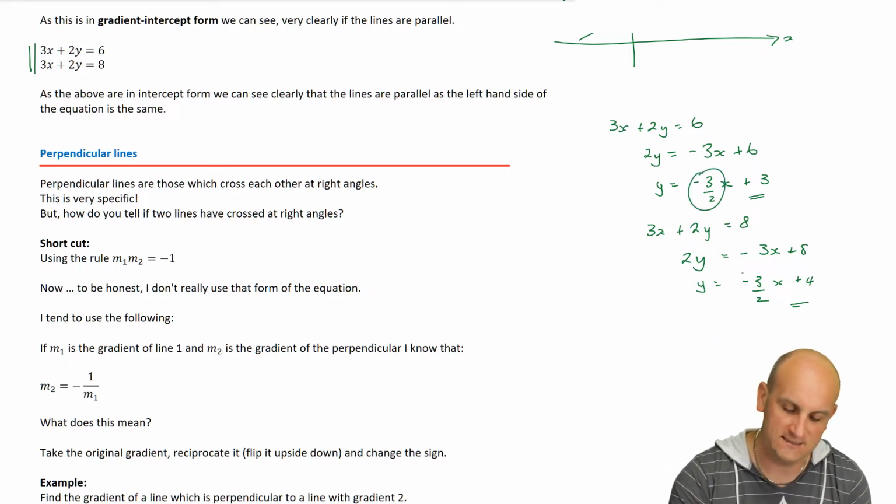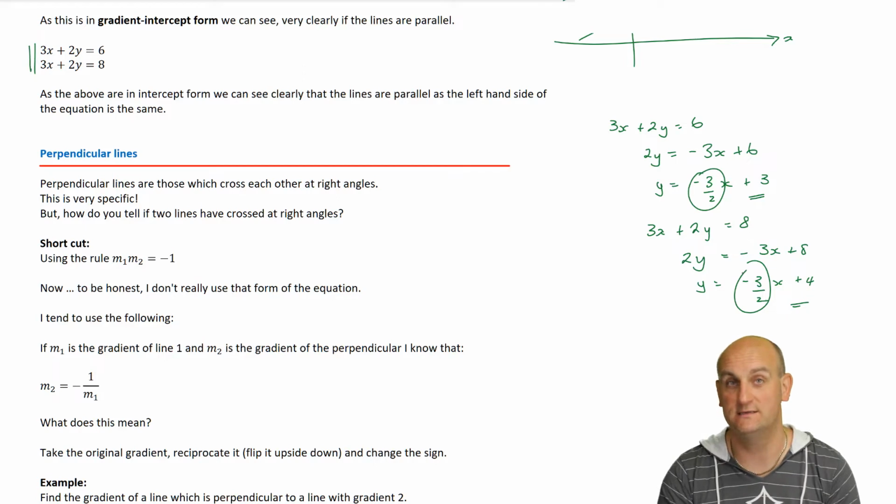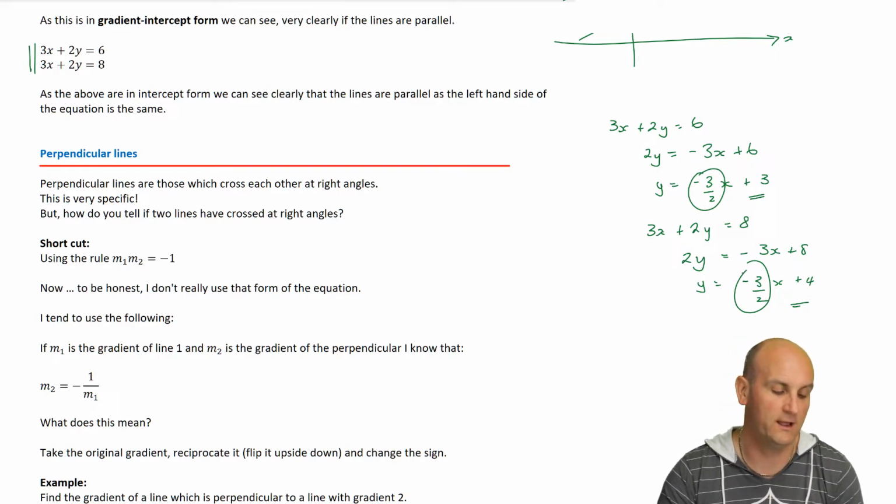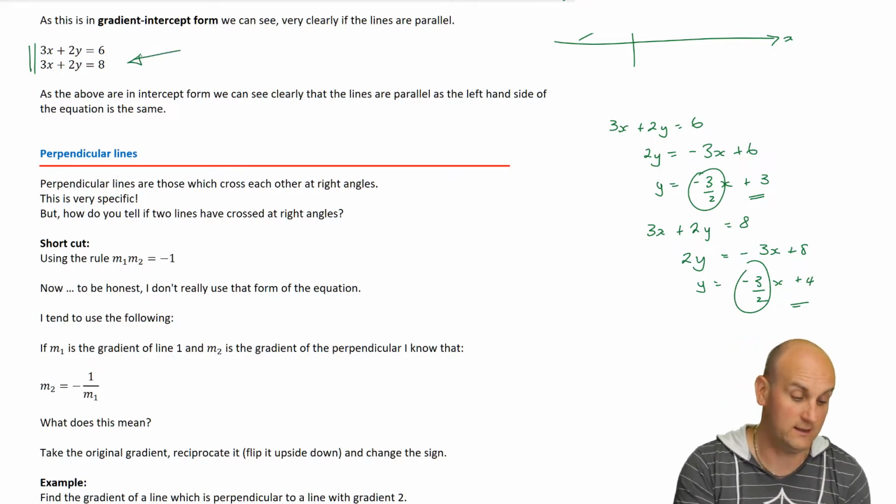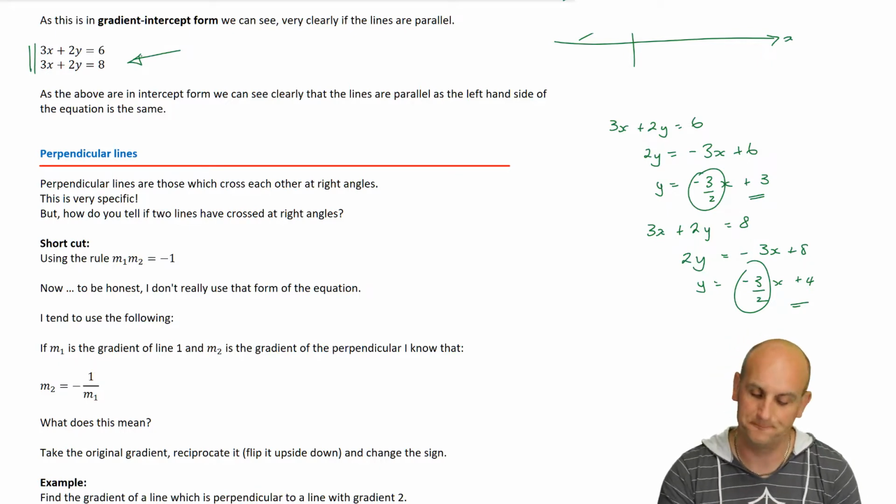So what do we find is that, yes, in fact, those gradients there are the same, so the lines are parallel. I personally like to look at them here and go, oh yeah, that's fine. The left side of the equals are the same.